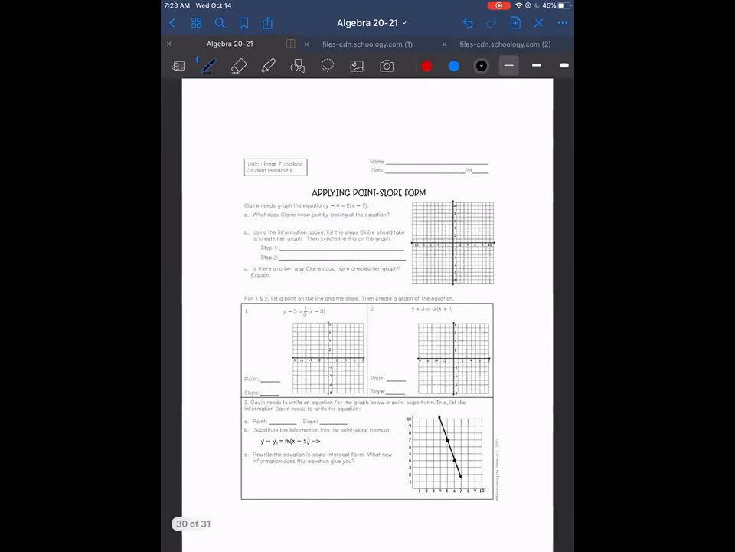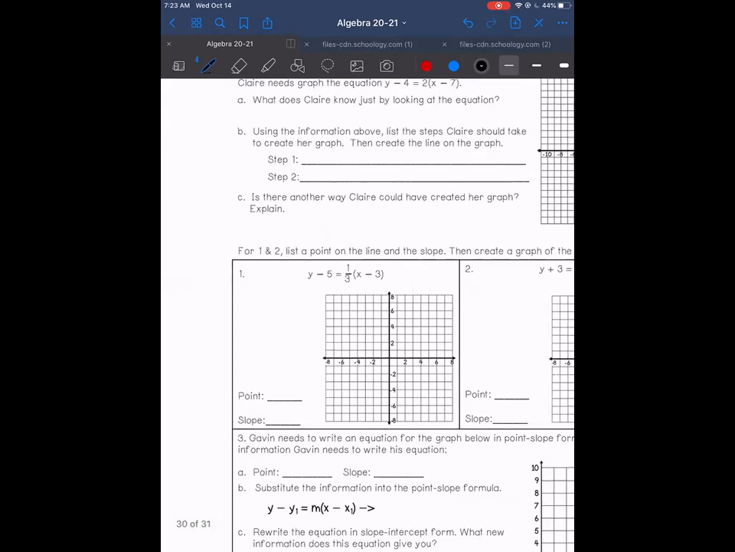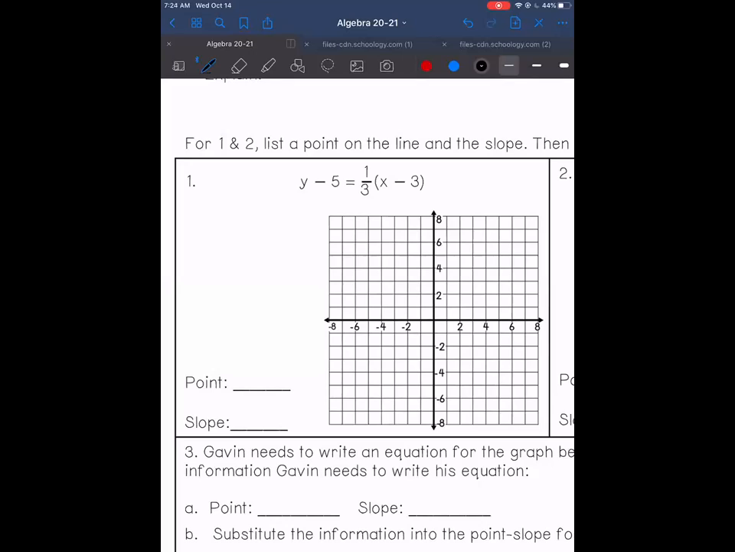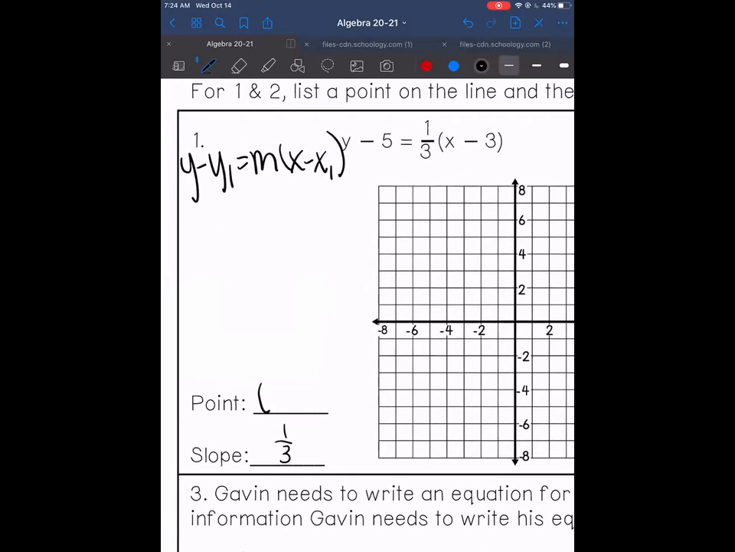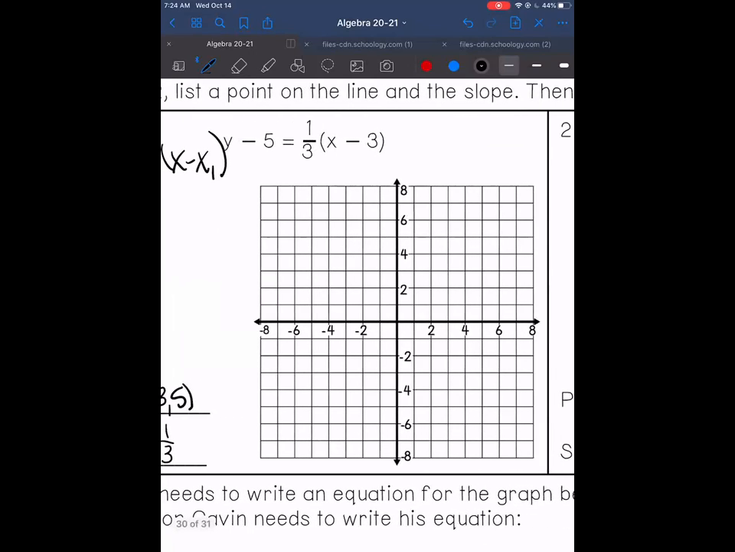Okay, so applying point slope form, we're going to take this and we're going to graph it. I want to look at number 1 on this. First, we're going to list the point and what the slope is, and then we're going to graph it. So if I have the formula y minus y1 equals m times x minus x1, then my slope is 1/3, and my point is 3, 5. So if that's my point, I'm going to go ahead and place that on the graph. So my x coordinate is 3, so that means I'm going to go to the right 3, and I'm going to go up 5 because it's positive 5.